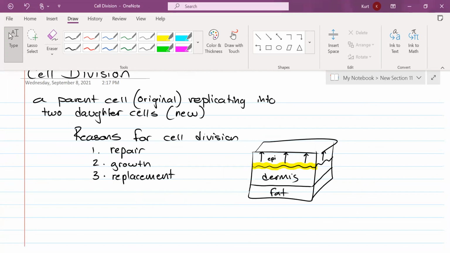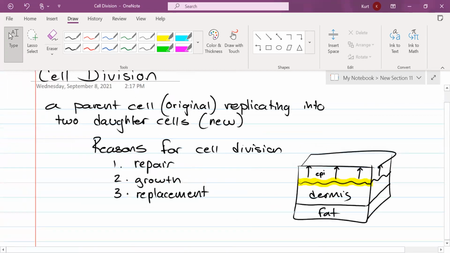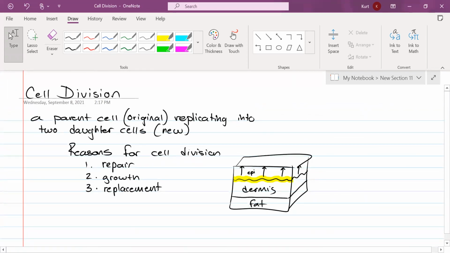Your bone has to be replaced. There are some tissues that don't necessarily replace, like nerve tissue or the tissue in your eyes. Those are long lasting. But other cells need to be replaced. Red blood cells get worn out. You get rid of them. White blood cells get worn out. Get rid of them. They have to be replaced. So these are the reasons for cell division: growth, repair, and replacement.